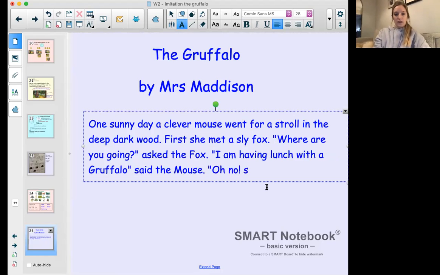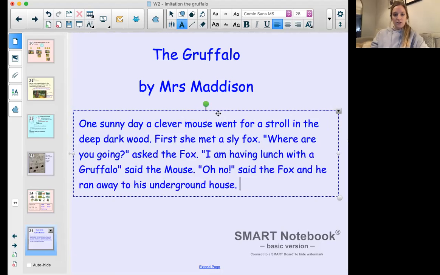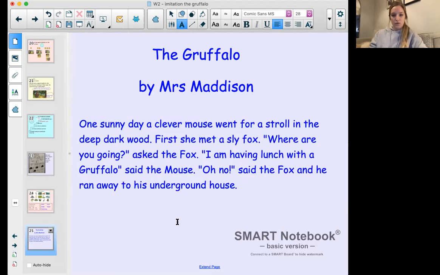Oh no, said the fox, and he ran away to his underground house. Full stop.